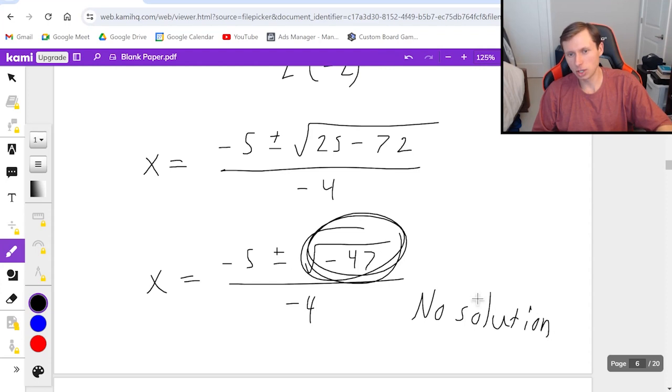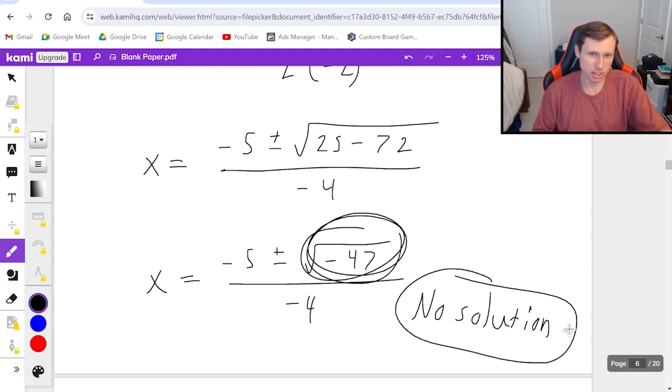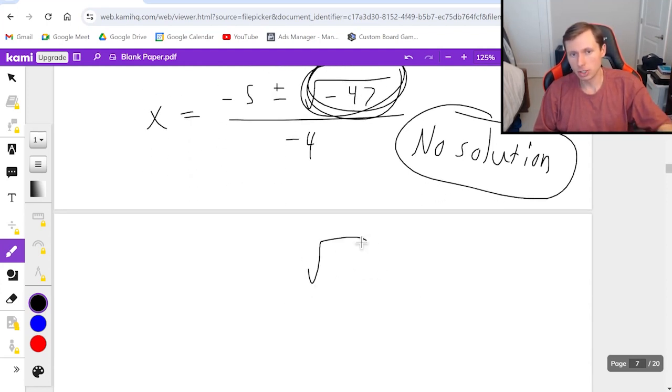Because technically what's going on here is you're going to have imaginary solutions, which we can talk about in a separate video at some point. But for right now, if you have a negative square root, the answer is no solution. Circle it, you're done. If you want imaginary answers, well then I'll just tell you that's going to turn into root 47i, but I'm not going any further than that because that's beyond the scope of this video.